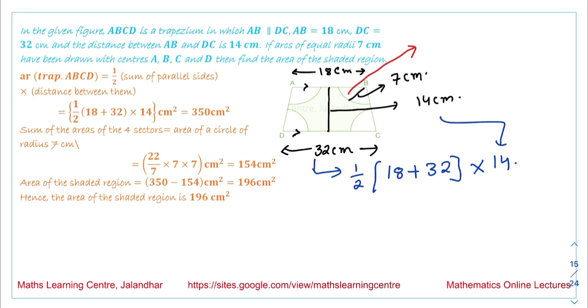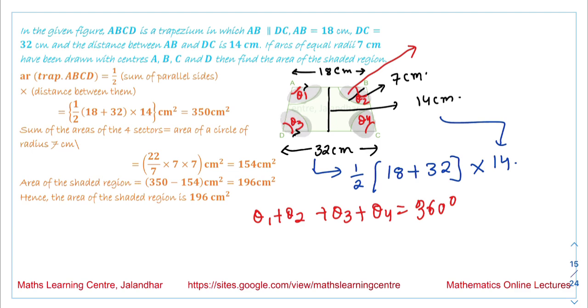So if we look at all these 4 arcs, suppose this angle is theta 1, this angle is theta 2, this angle is theta 3, and this angle is theta 4. It is a quadrilateral, so we have theta 1 plus theta 2 plus theta 3 plus theta 4. If we join these 4, you get the answer. It should be 360 degrees. It means if we join these 4 arc sectors, we will get the complete circle.